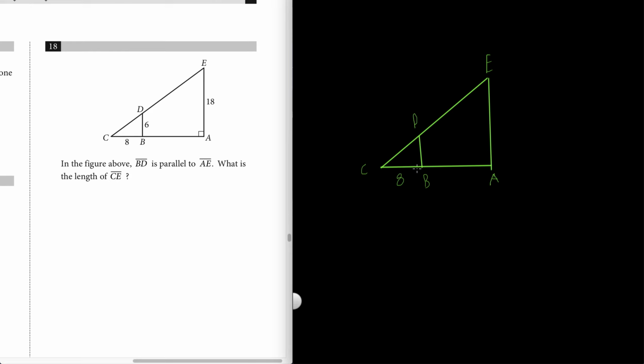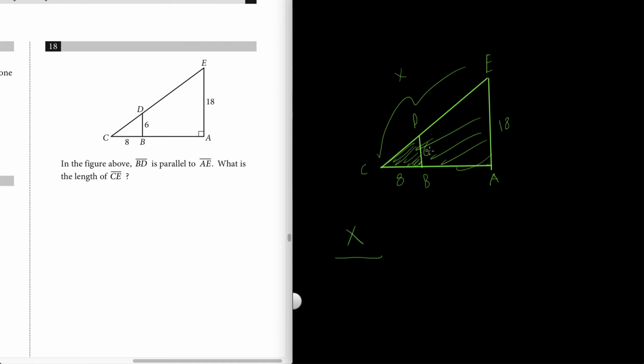So, okay, we have 8 here, 6 here, and then 18 here. And then what are we looking for? We're looking for CE. So this whole thing right here, I'm going to call X. All right, let's take a look. So right off the bat, what I notice is we have similar triangles. And the two similar triangles we have are this one right here and this big triangle right here. So for that reason, since they're similar, we can write proportions. We can say that the hypotenuse of the big one, which is X, over the hypotenuse of the little one. Actually, hold on, we don't have the hypotenuse of the little one. So we have to find that actually. So let's find that really quickly.